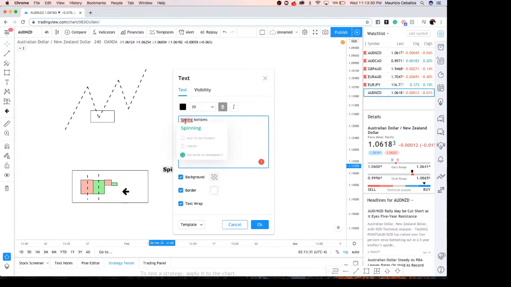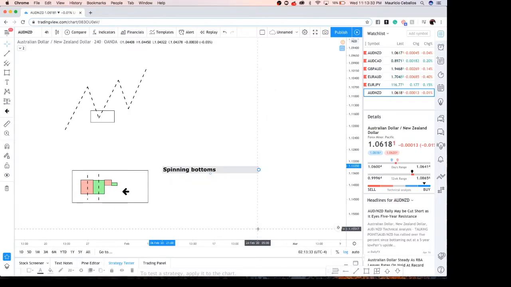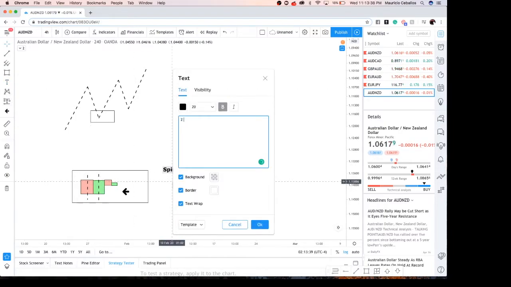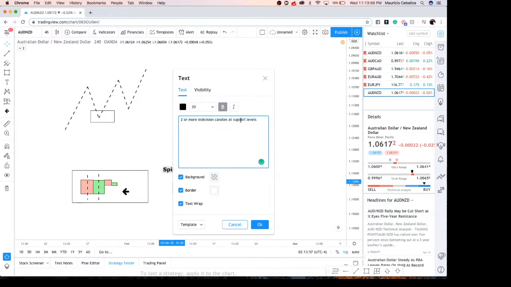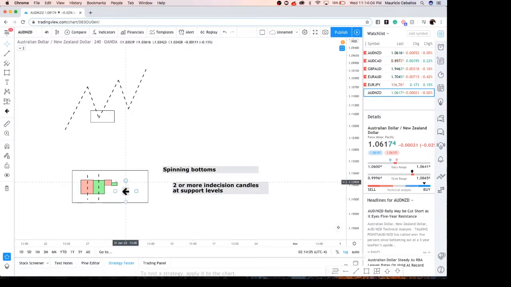Okay, so when it comes to these spinning bottoms, we find them at the bottom of the market. What are we looking for? We're looking for two or more indecision candles at support levels. You understand that these are usually at support levels, and these are areas where we want to identify these candles. So spinning bottoms are going to be two or more indecision candles at the bottom of the market.